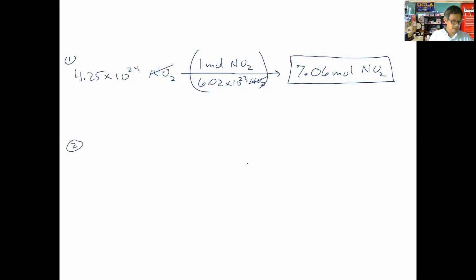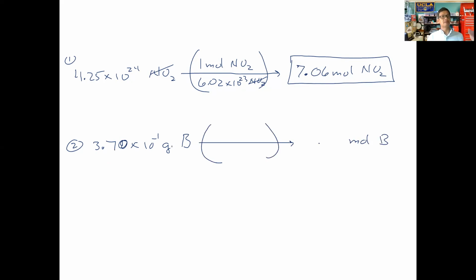Okay. All right. For the second one then, we start out with 3.70 times 10 to the minus 1. This time we have mass, grams of the element boron, and we want to find then the equivalent moles of boron. Okay, so this is a mass to mole conversion. Okay, and so unlike the previous problem, number 8 that we did, where we were given the moles and we're asked to solve for the masses, this time we're given the mass and we're going to need to solve for the moles. So we're going to use the molar mass still. We're going to use the molar mass of boron. This time we're going to divide by that molar mass.